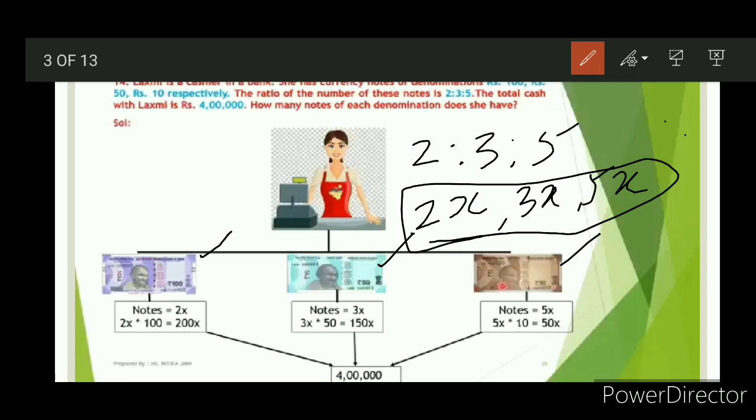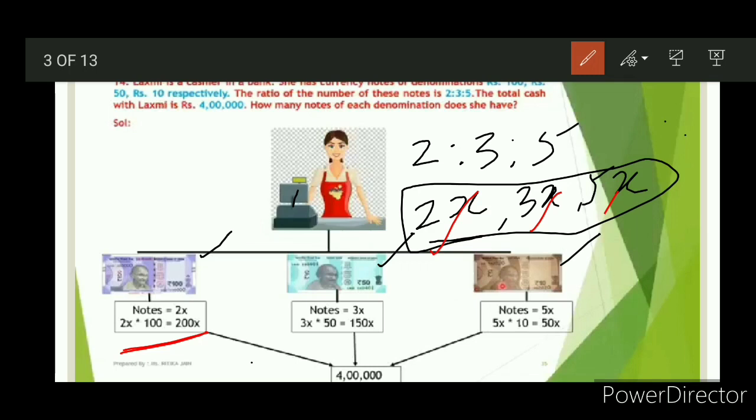Now we will add all these terms and equalize to 4 lakhs. Right children? Now to get the currency we should multiply this ratio with that note value. See that also here calculated. See children, here 2x into 100. This 2x represents the number of notes. So to get that value we should multiply it by 100, because 2x is the number of 100 notes. So 2x into 100 you will get 200x.